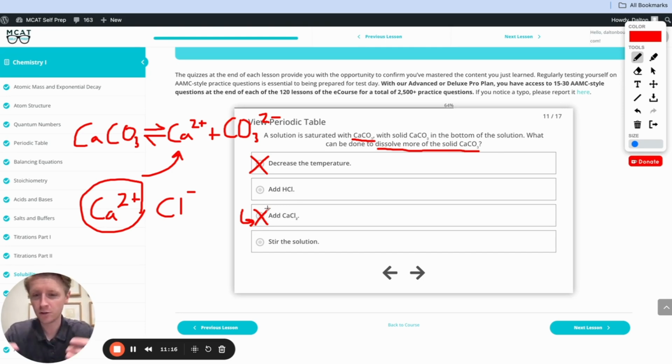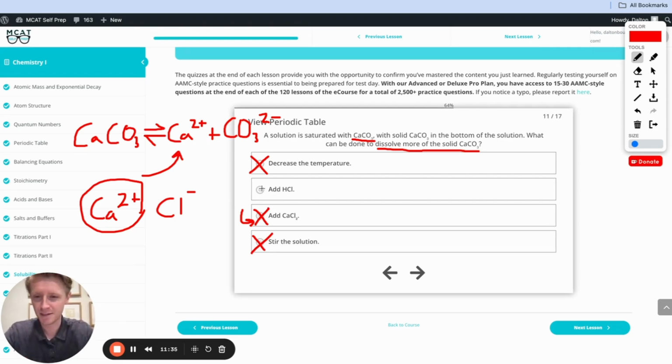Our final option here is stirring the solution. And I know, we picture in our heads, if I throw the solution and I stir it, it's going to help it mix faster, right? Because I'm exposing it to more of these water molecules. But the problem is, this solution's already saturated. So unfortunately, stirring it is not going to help our problem here. This is going to be incorrect as well.